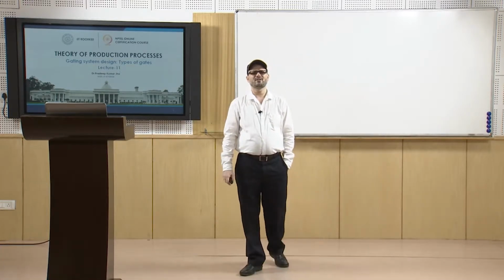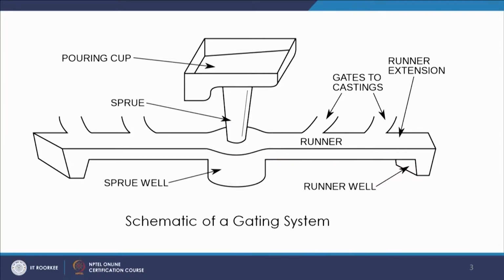This is the schematic of a proper gating system. As you see from the figure, you have the pouring cup where the liquid metal is poured. Then this liquid metal will come through this vertical channel. You see here that you have this kind of pouring cup. So, liquid metal will be here, and slowly metal will come and slowly it will enter.